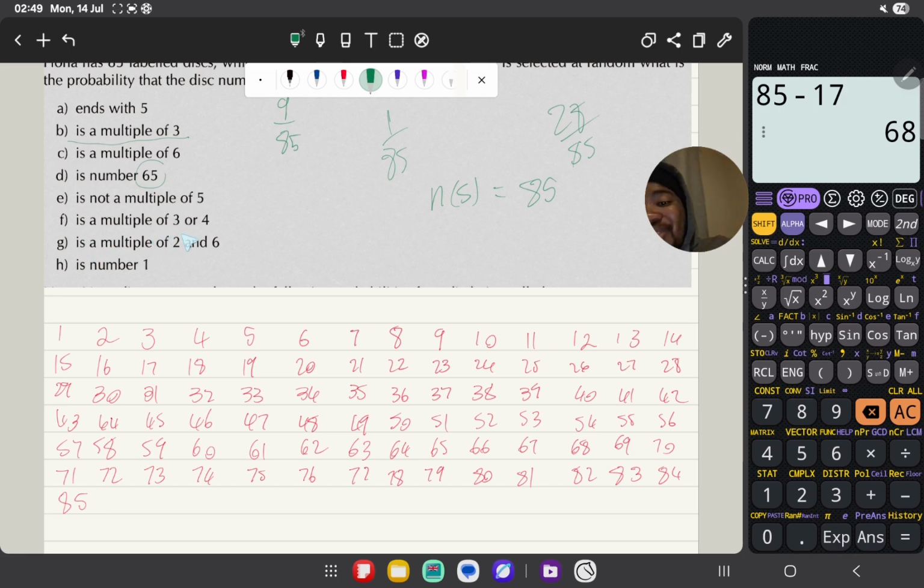For a multiple of 3 or 4, you take all numbers that are multiples of 3, all numbers that are multiples of 4, calculate the probabilities of each, add them together. Right, a multiple of 2 and 6, same thing, guys, same thing.